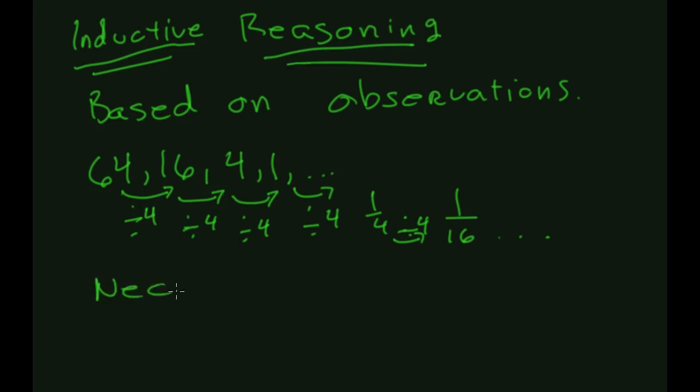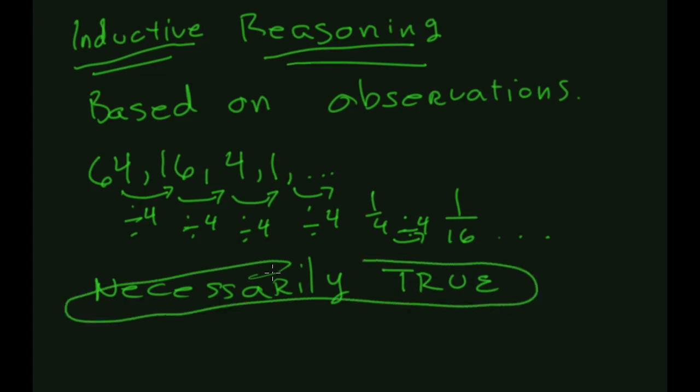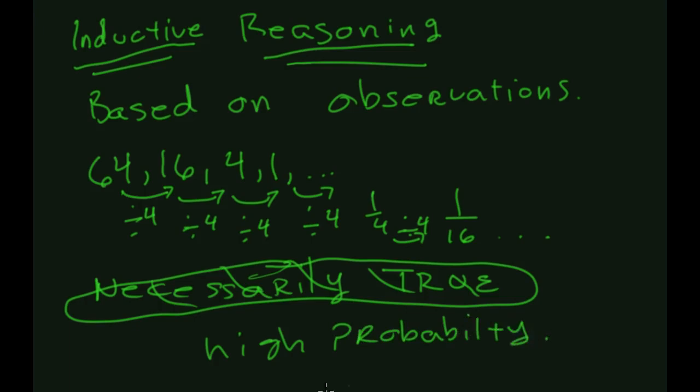necessarily true. So we don't get that. We don't get that it's necessarily true. We get a high probability, but we don't get necessity.